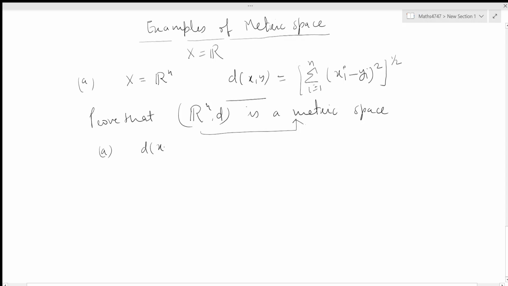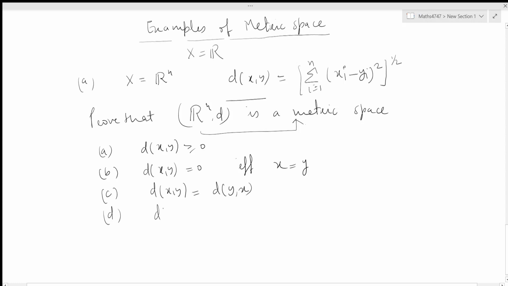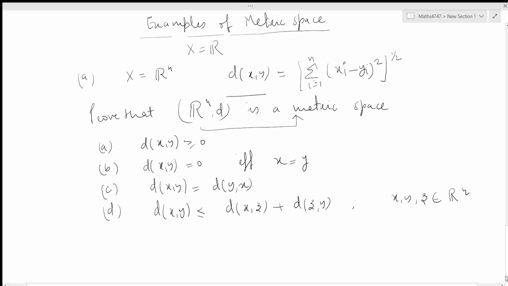Now the first one is d(x,y) greater than or equal to 0. The second property is d(x,y) is equal to 0 if and only if x is equal to y. The third one, symmetry, that is d(x,y) is equal to d(y,x). And the fourth one, the triangle inequality, that is d(x,y) is always less than or equal to d(x,z) plus d(z,y), where x, y and z belong to R^n.